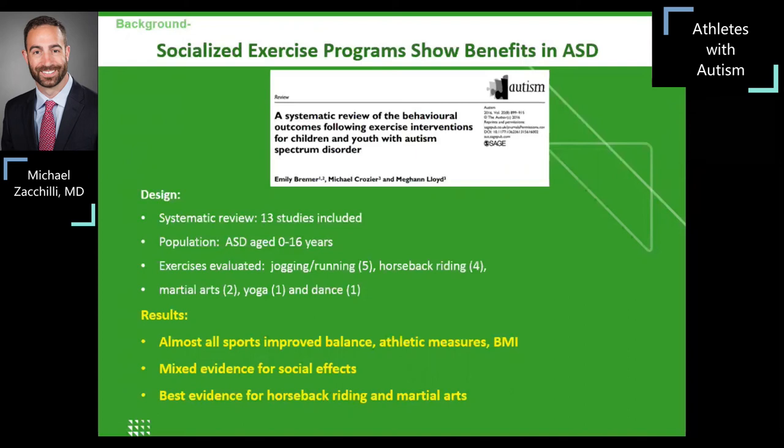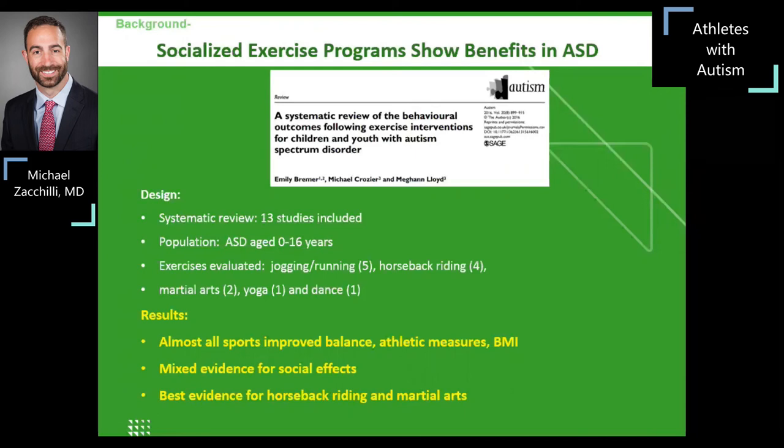And what they found is most sports improve balance and athletic measures. It also decreased BMI. These patients are at a higher risk for obesity. There was some mixed evidence for social effects, but for the most part, it seemed positive. And very good evidence for horseback riding and martial arts, these core dominant or proprioception dominant sports.